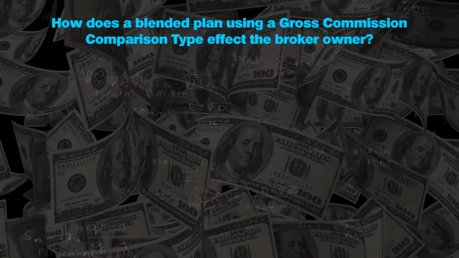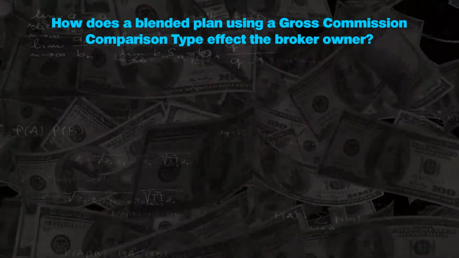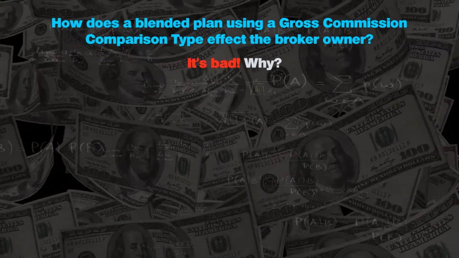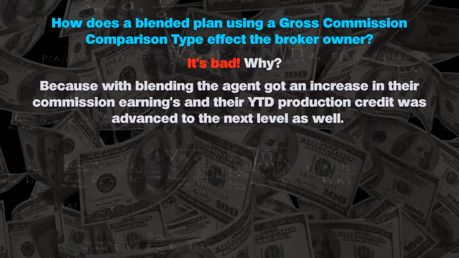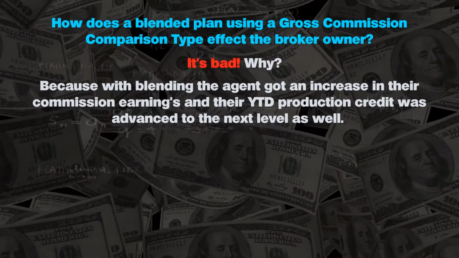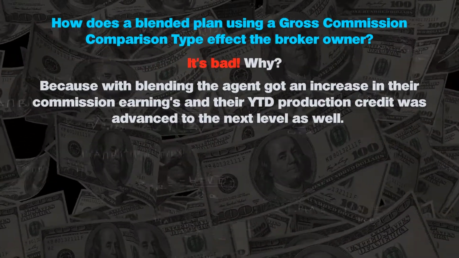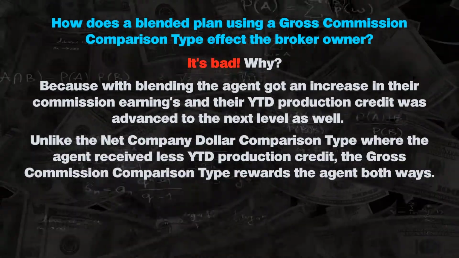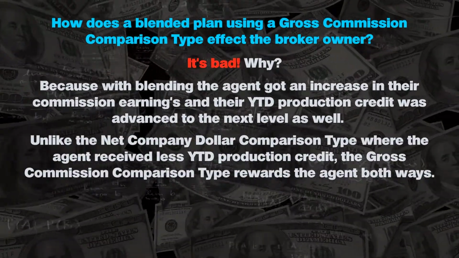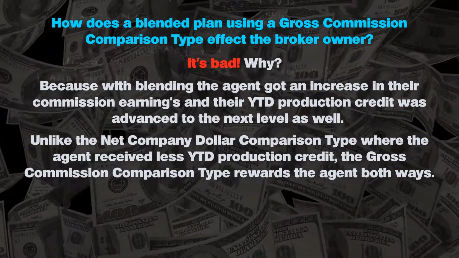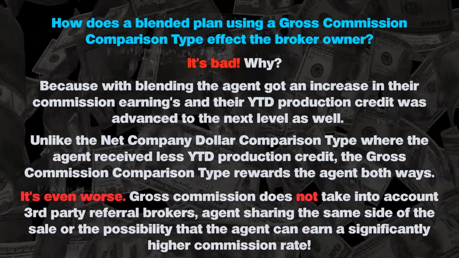How does a blended plan using a gross commission comparison type affect the broker owner? It's bad. Why? Because with the blending, the agent got an increase in their commission earnings, and their year-to-date production was advanced to the next level as well. Unlike the net company dollar comparison type, where the agent received less year-to-date production, the gross commission comparison type rewards the agent both ways. It's even worse.